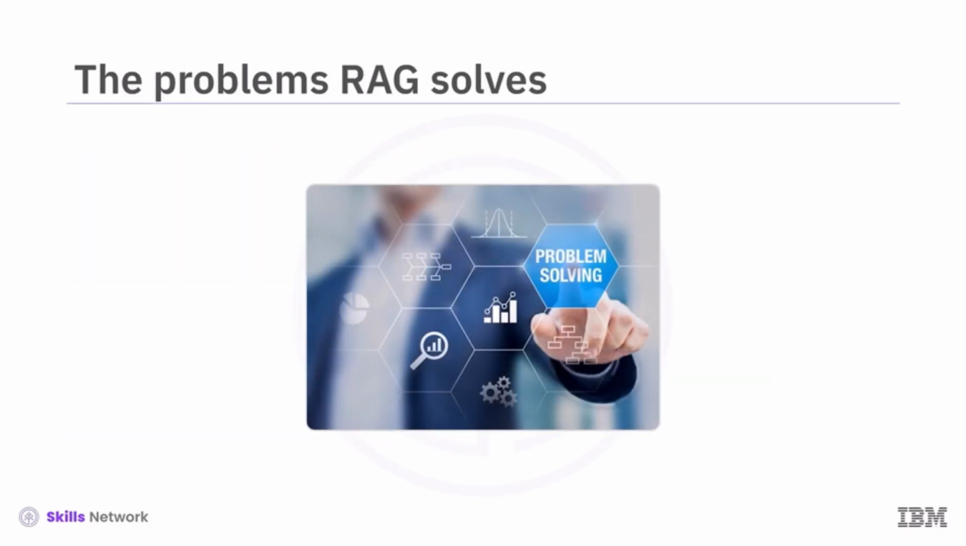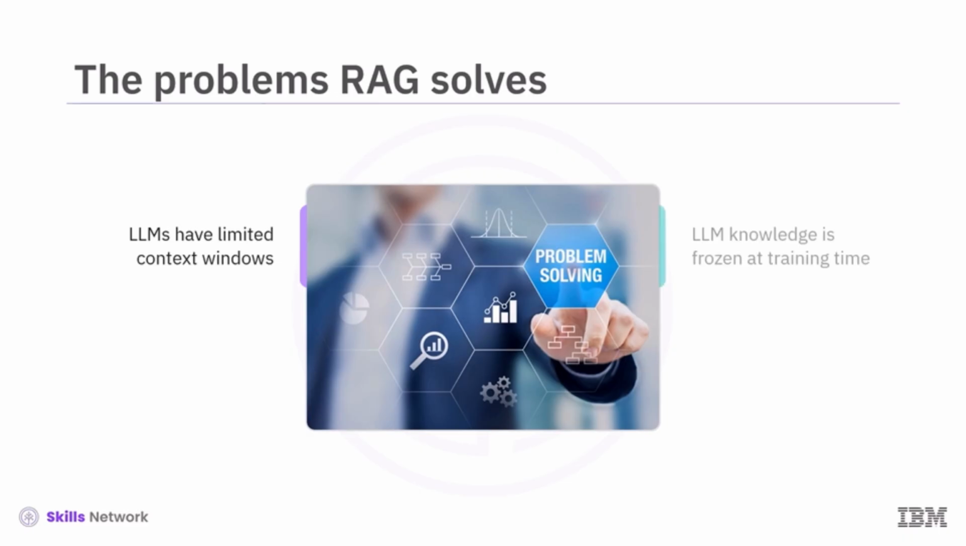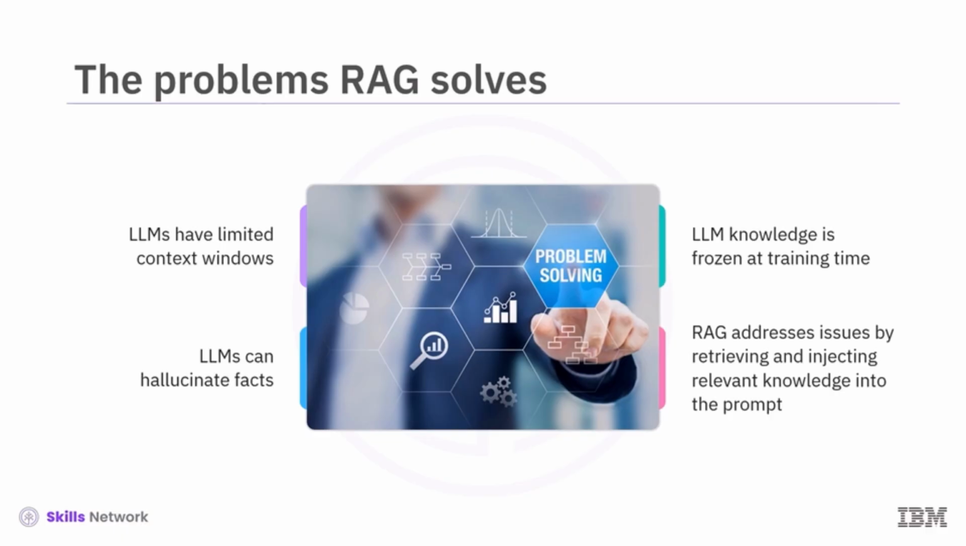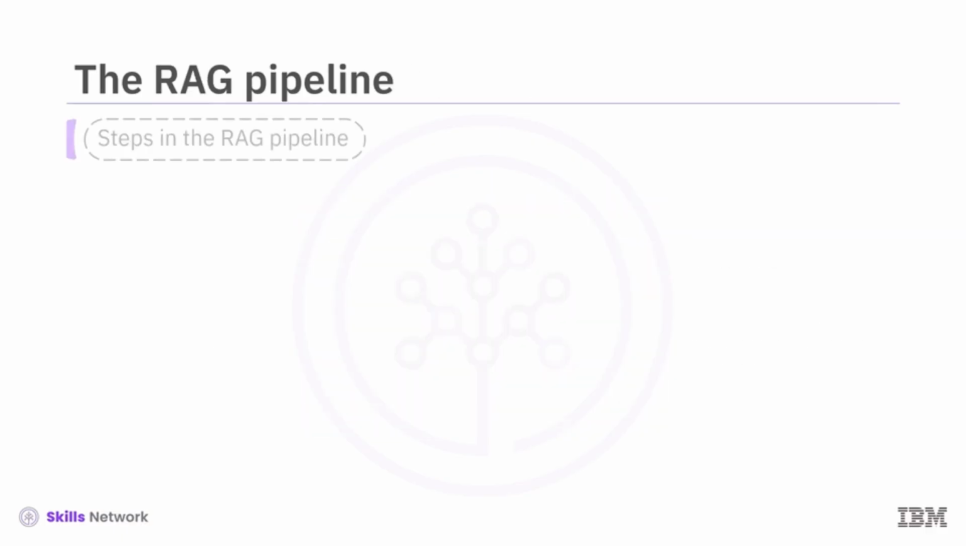LLMs, while capable of processing large amounts of data, have limited context windows, so it's not possible to include all information in a single prompt. Moreover, their knowledge is frozen at the point at which they are trained, and they can hallucinate facts. RAG addresses these issues by retrieving and injecting relevant knowledge into the prompt. Let's have a look at an example of all the steps in a full RAG pipeline.